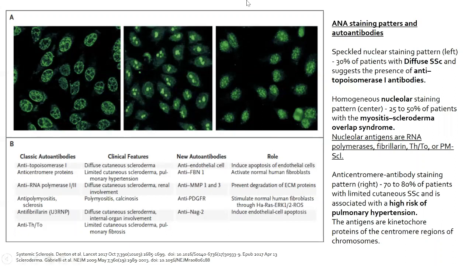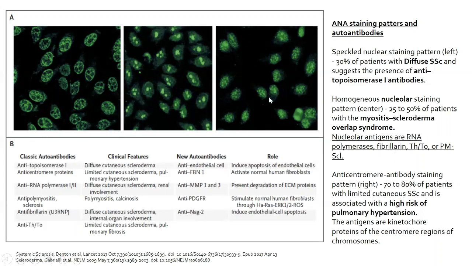Now, I'd like to bring your attention to these three images here, which are the ANA staining patterns that we see. The first one is the speckled staining pattern, which is implicated in diffuse scleroderma and is associated with anti-topoisomerase 1 antibodies. The second one is more of a homogeneous pattern, which, as expected, would involve anti-nucleolar antibodies. The antibodies are directed against nucleolar antigens, such as RNA polymerases and fibrillarin. These are more commonly implicated in the overlap syndromes.